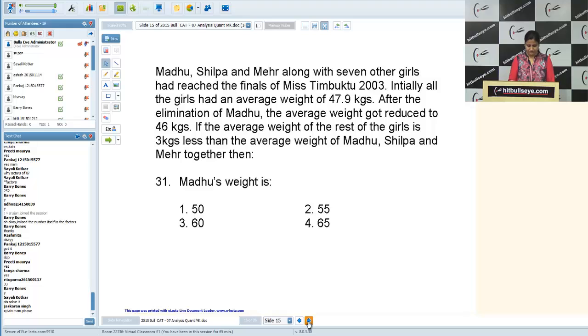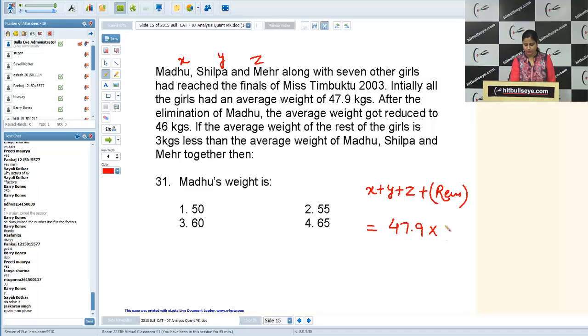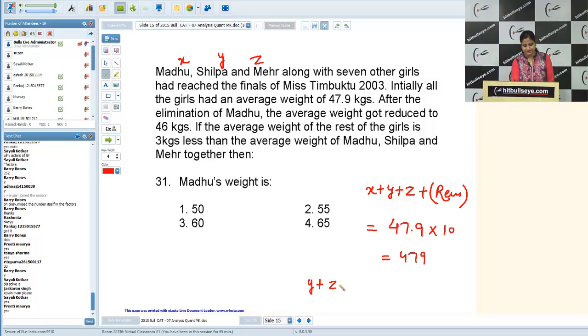So what can we do here? Say their weights are x, y and z. So what is the thing given? x plus y plus z, and the remaining 7 girls. The total weight is 47.9 into 10, which comes out to be 479. You got that? Say Ali. Now, after the elimination of Madhu, it will become y plus z plus the remaining girls. It will be 46 into 9. By solving this, you will get the weight for Madhu.